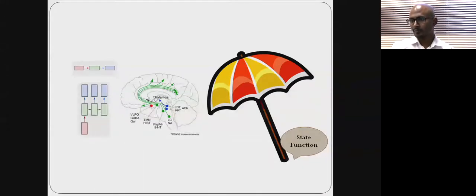There are mainly the monoaminergics, starting from norepinephrine, 5-hydroxytryptamine, histamine, and GABAergics and cholinergics, all projecting to the various parts of the cortex bilaterally and diffusely. These are what is called state function. And channel functions are language, memory, and executive function, all of which depend on state function.